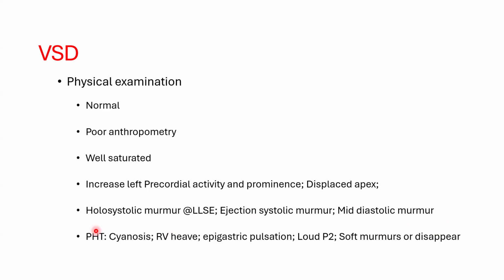Once they get into pulmonary hypertension and ischemia, we begin to see features that suggest there's some flow reversal or the right side is failing. So they are cyanosed, with a right ventricular heave, epigastric pulsation, loud P2. The murmurs get softer and softer, and then ultimately they may disappear at some point.